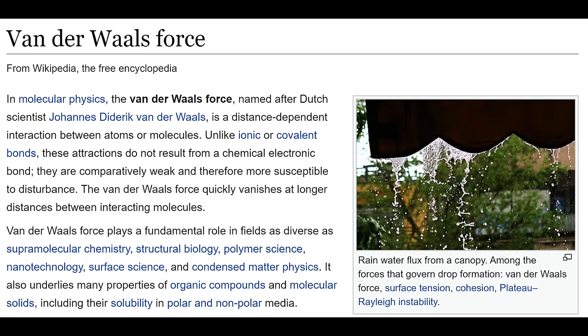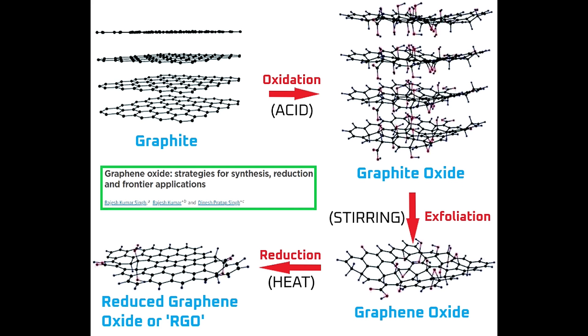The graphene sheets and graphite are stuck together by a force called van der Waals force. Van der Waals force, in the simplest terms, is a type of static electricity that happens at the molecular level. It's a weak bond that can be broken with little force. One way to disrupt that bond is with high concentrations of acid in a process called chemical exfoliation. The acid disrupts the bonds by turning the graphite into graphite oxide.